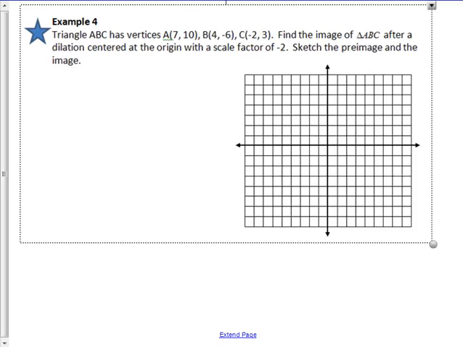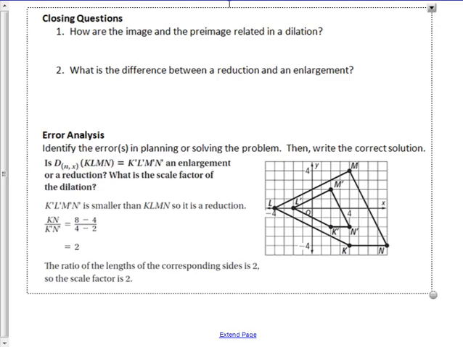Now I do have one problem here. It says triangle ABC has vertices A, B, and C there. Find the image after the dilation centered at origin with a scale factor of -2. Sketch the pre-image of the image. So please do this one on your own before you answer the closing questions, and we will talk about this one in class. This is a good one to discuss. So please have this prepared for next time, as well as the closing questions and the error analysis.